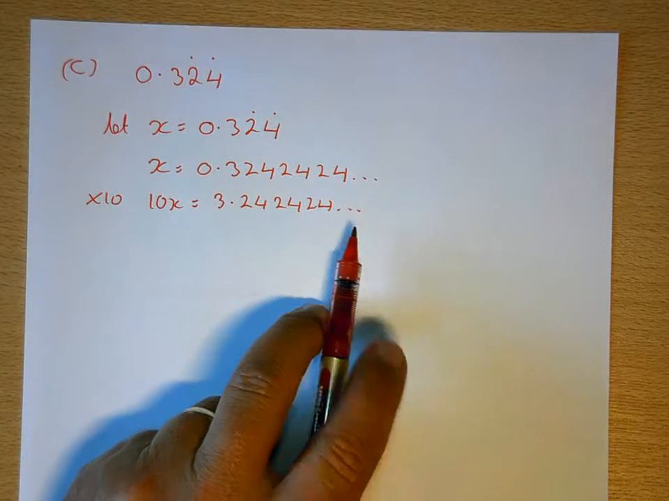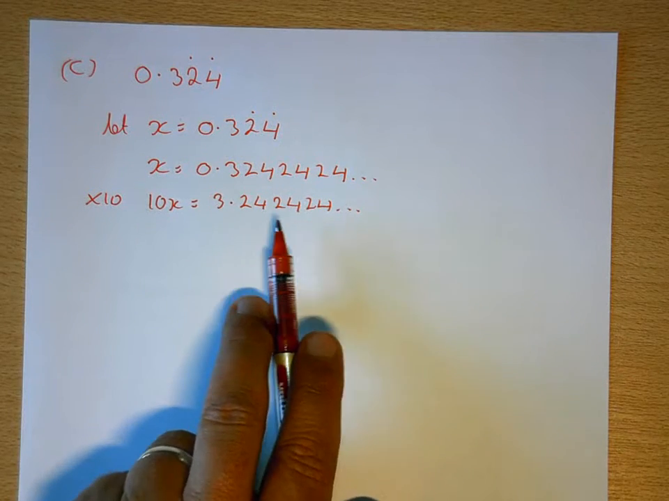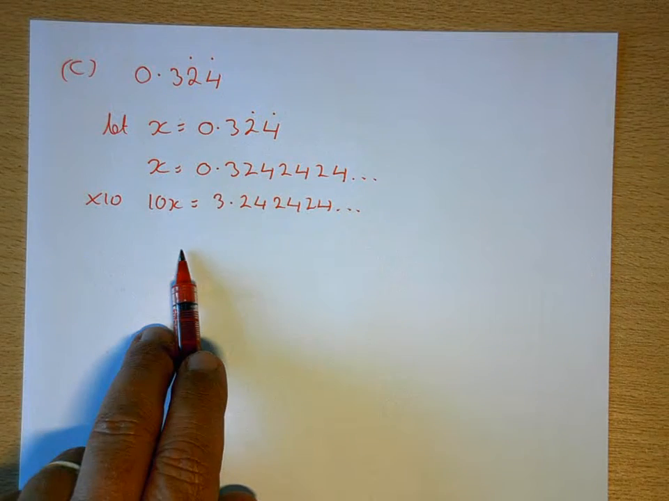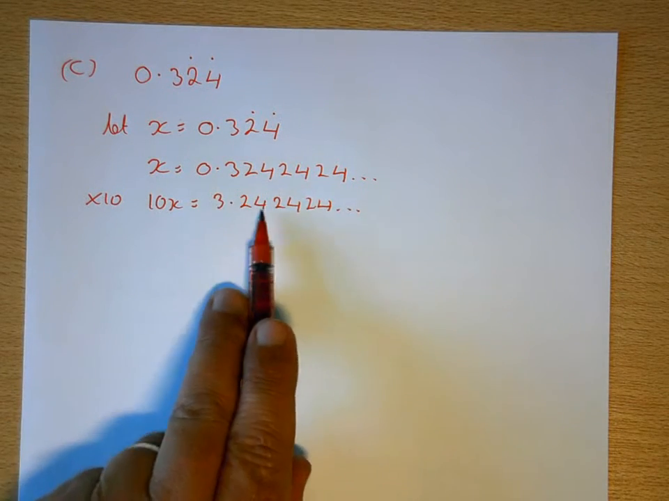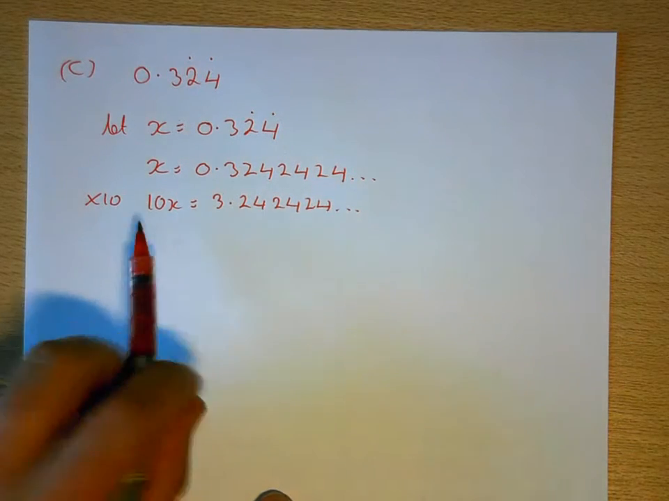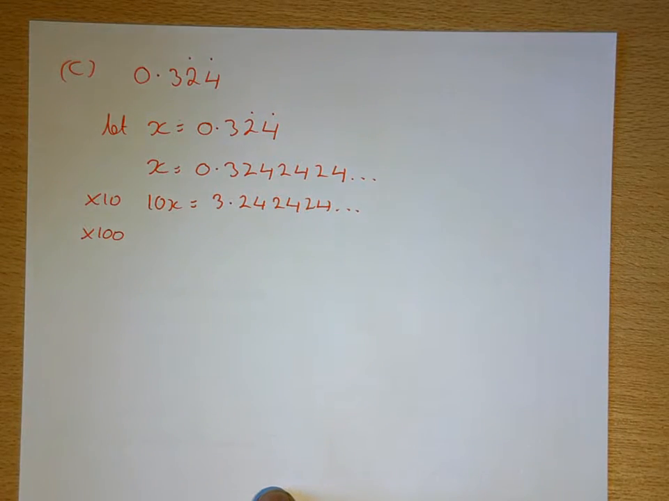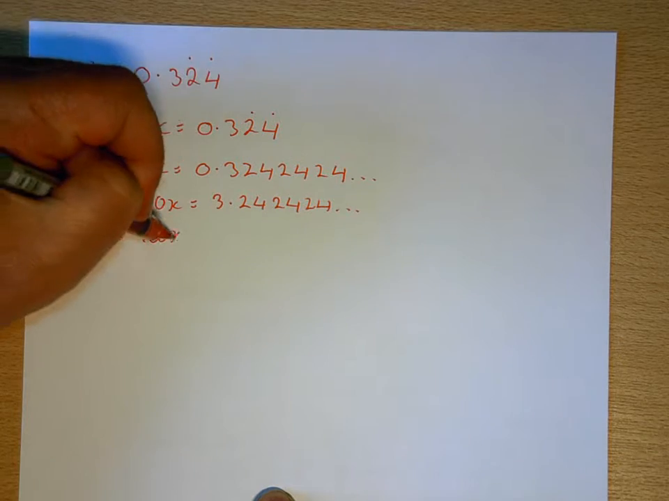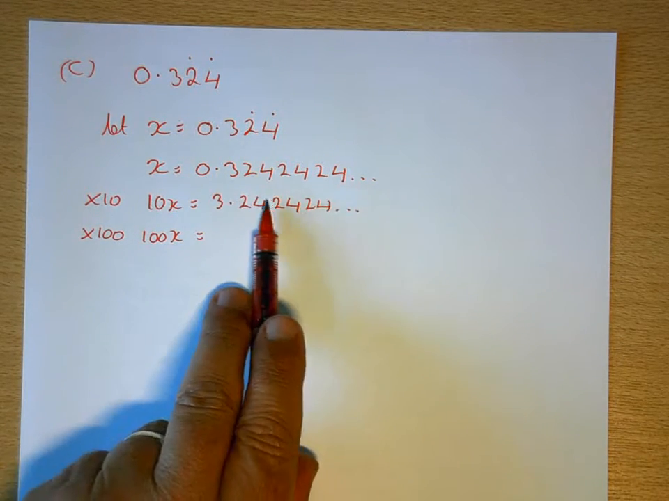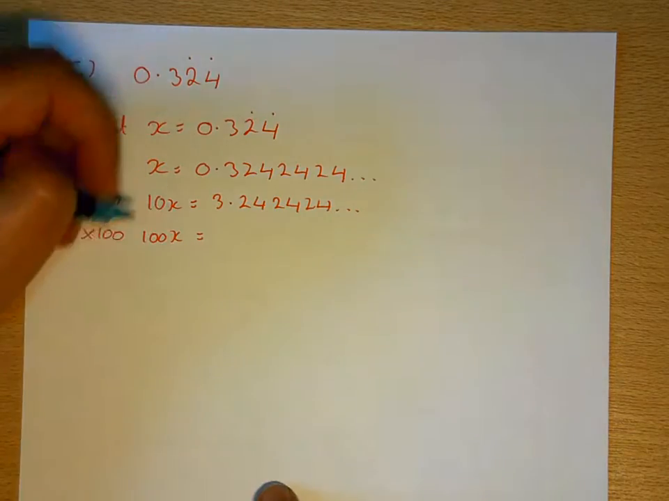3.24242424. So that's my repeating string. And then I've got to have that repeating string again with a different number, because I can't do here 10x take away 1x to get 9x, because I've got a different run of decimals on the right hand side. So I've again got to multiply by an extra power of 10, so by 100, and it's this one now I'm moving.